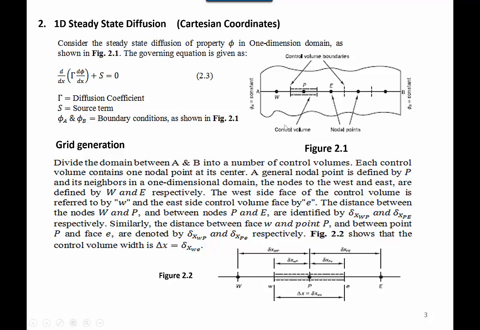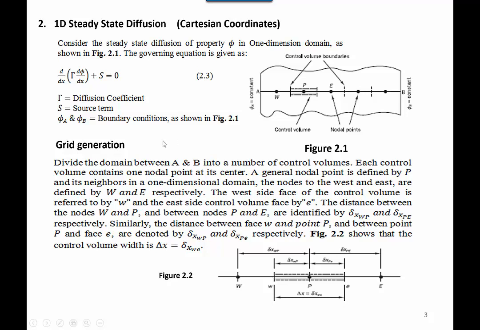So if we take a close look at figure 2.1, we will see that there is a control volume centered at point P, and at the left side it is centered at point big W, and on the right side, big E. So when we start our numerical solution for this problem, we will start with the grid generation.